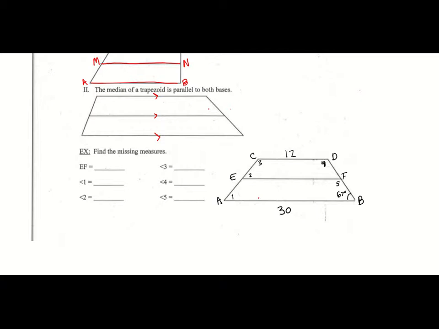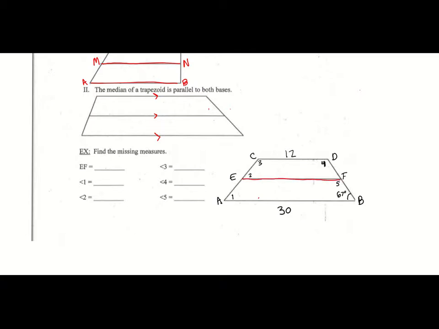You're going to need to label this given information on your diagram so that you have it. So this is all the given information for this example. So once you have this written down, we can answer our questions to find the missing measures. So it wants to know how long EF is, which is our line right in the middle. That is called our median.